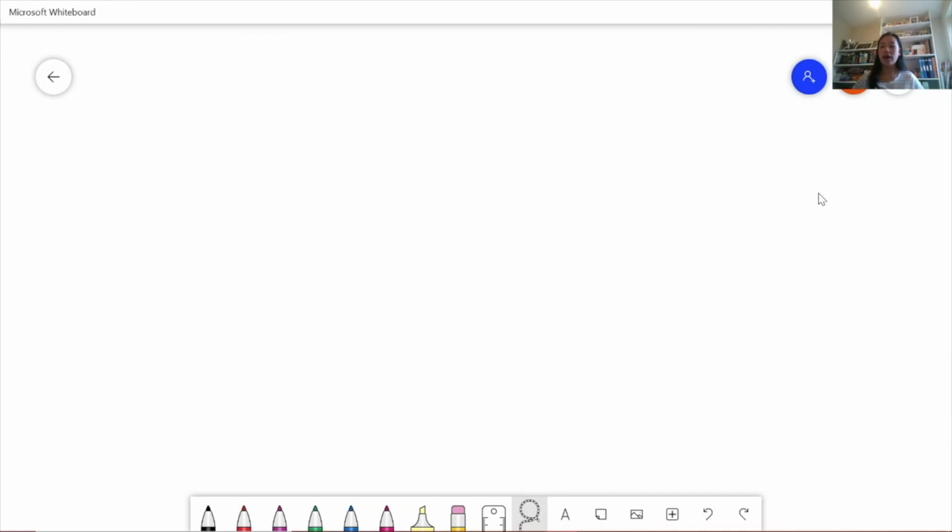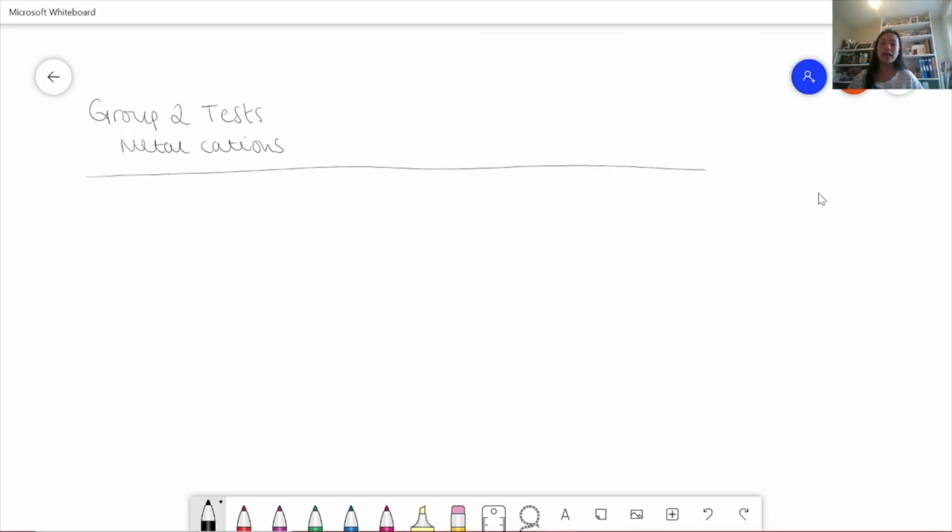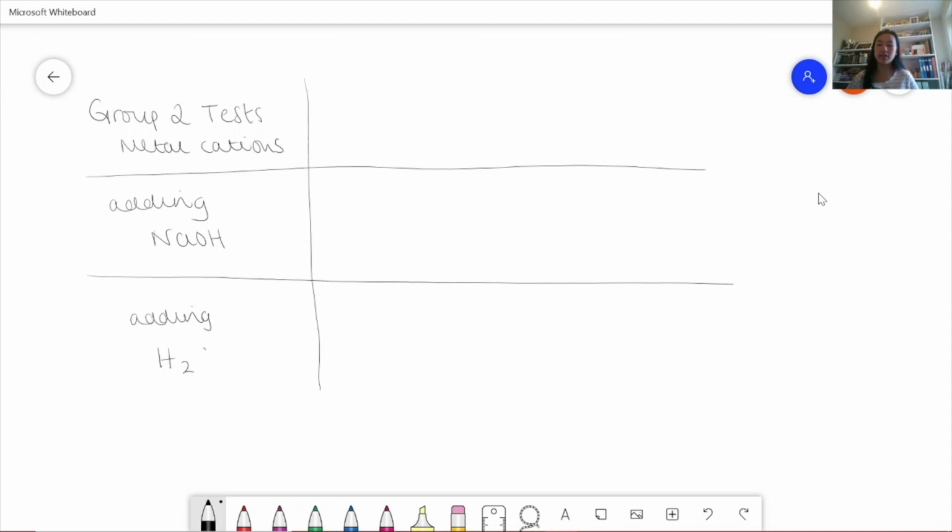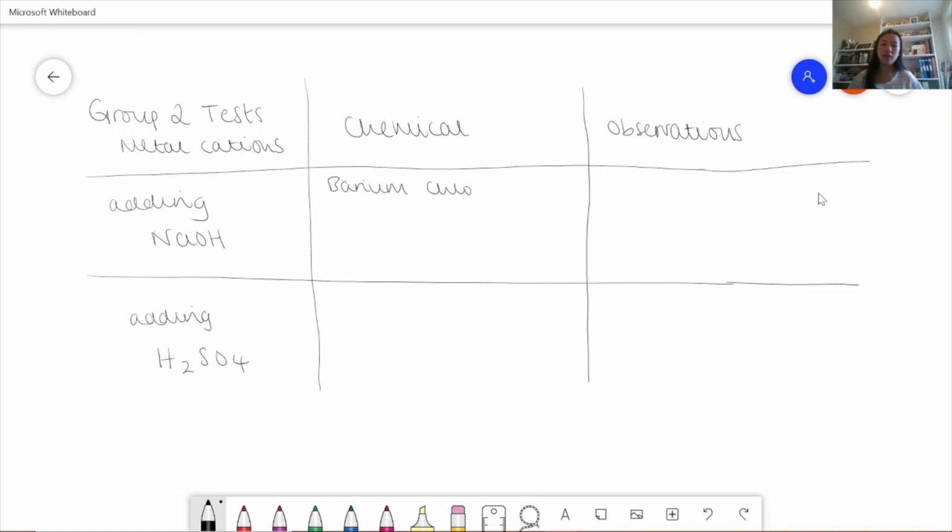For testing for group 2 metal ions, we should have a sort of table that looks like this. You should have group 2 tests, so metal cations. This would be in a table format. The first row would be adding sodium hydroxide, and then the second would be adding the sulfuric acid, and then you'd have the chemical, and then this third column would be the observations. Here you would have the barium chloride, and then the calcium, the magnesium, and strontium.